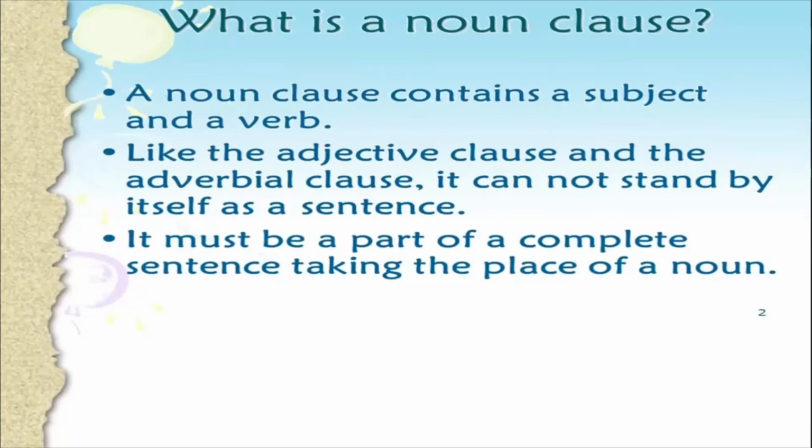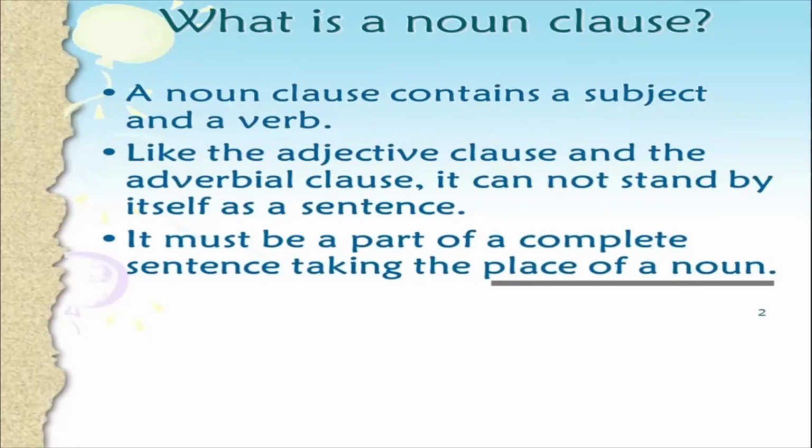Like the adjective clause and the adverbial clause, it cannot stand by itself in a sentence. Why? Because it is a subordinate clause. It must be a part of the complete sentence and it should take the place of a noun. This is important for us to understand. So just like the adjective clause took the place of an adjective, the noun clause will take the place of a noun.